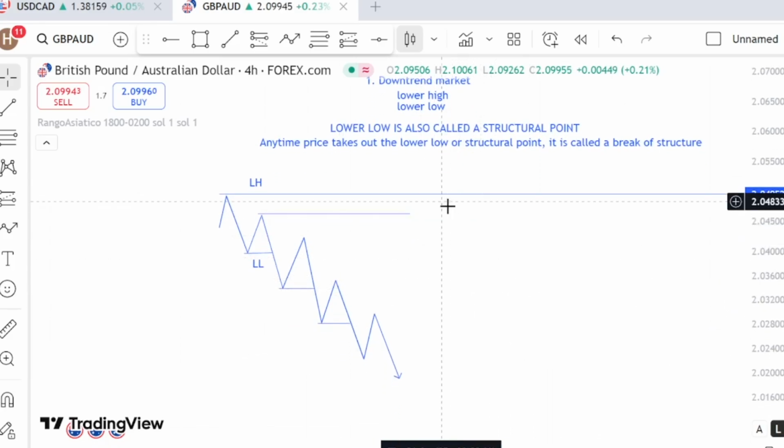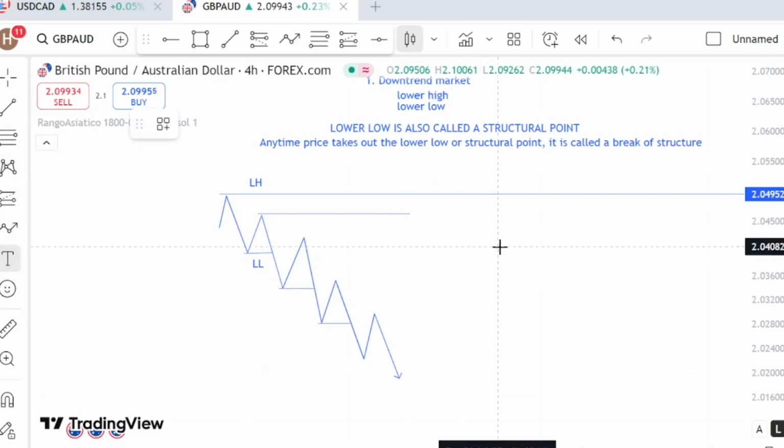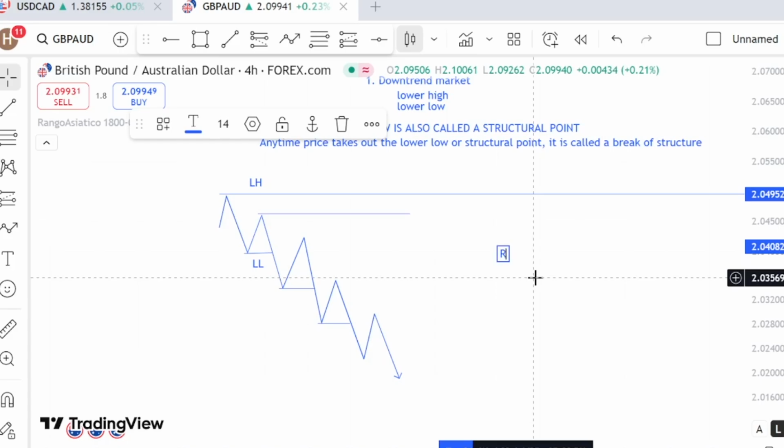Alright, so that's that for the downtrend market. And the last market structure we have is the ranging market structure.